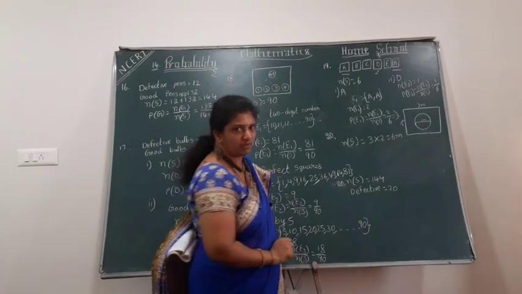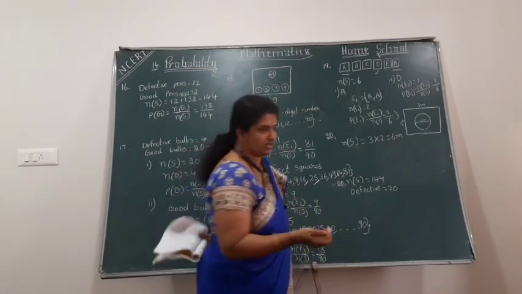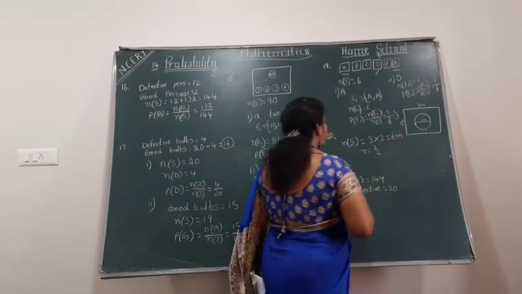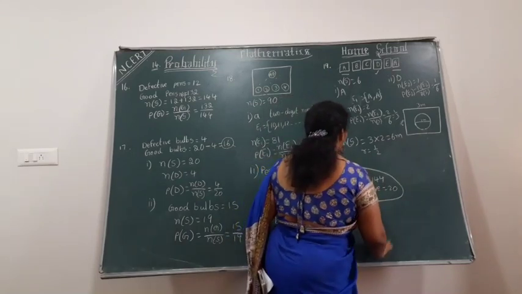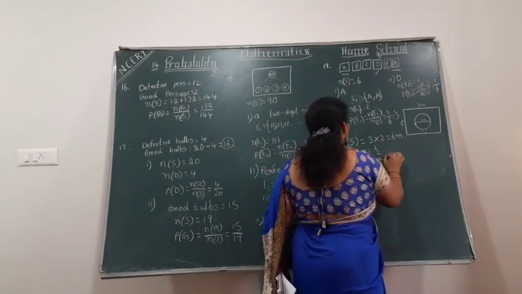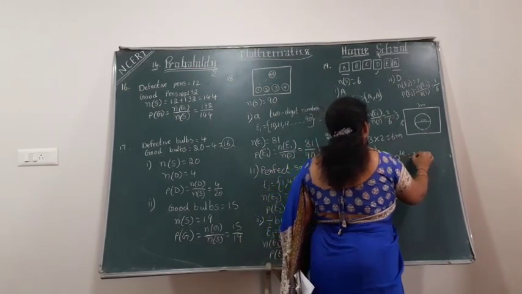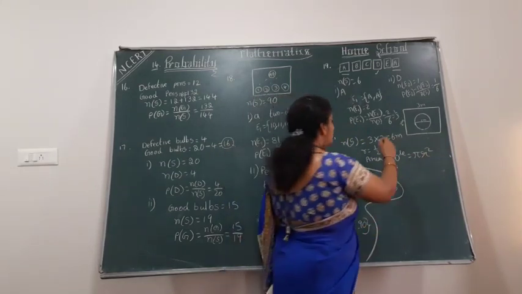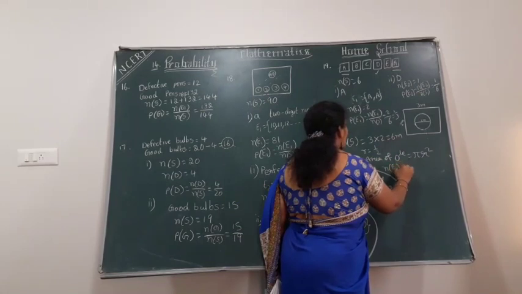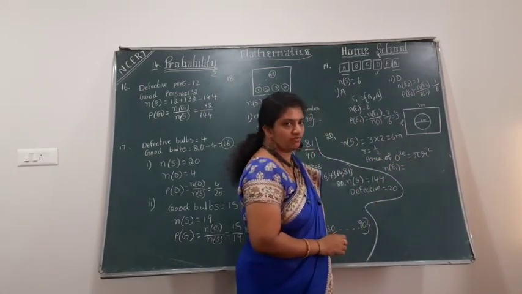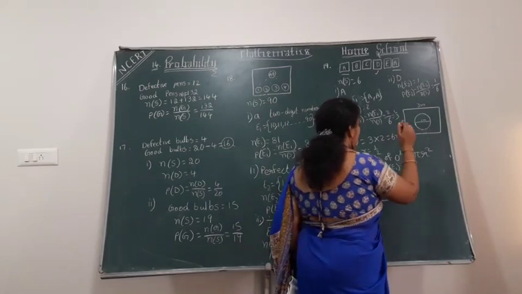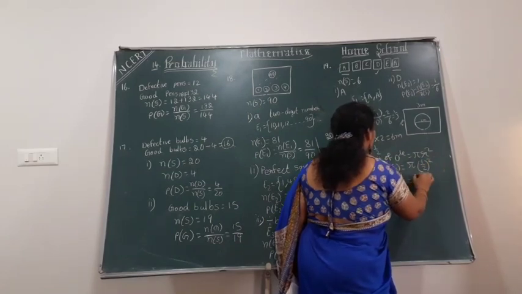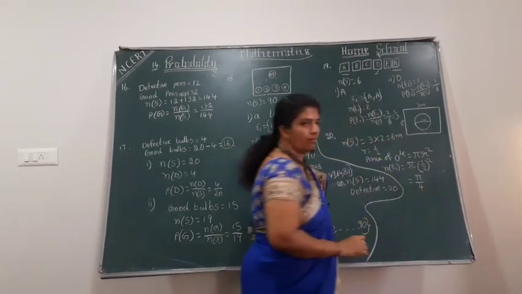Diameter is 1 meter. What will be the radius? Half of the diameter is the radius, so r is equal to 1 by 2. What is the area of a circle? Pi r square. This is n of E, our event. Instead of the area of the circle, I write it as n of E. Pi times r, which is 1 by 2 whole square, gives pi by 4.